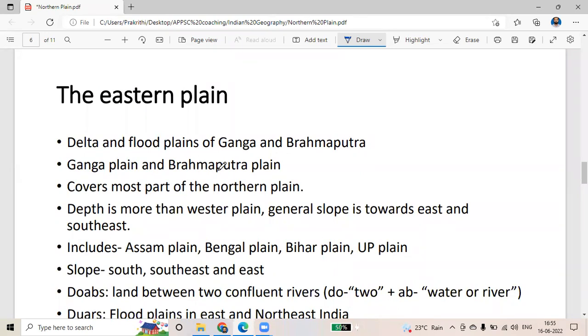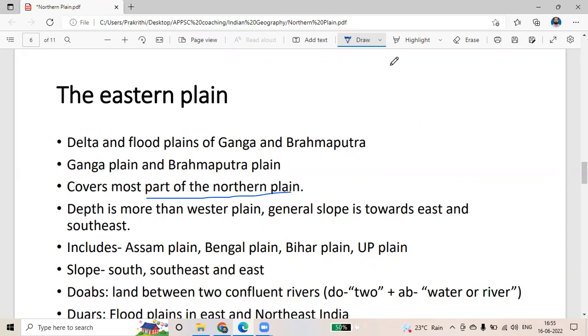It covers almost 3/4 area of the entire northern plain. Remaining 1/4 is covered by the Ganga plain. उतना ज़्यादा influence है इसका.